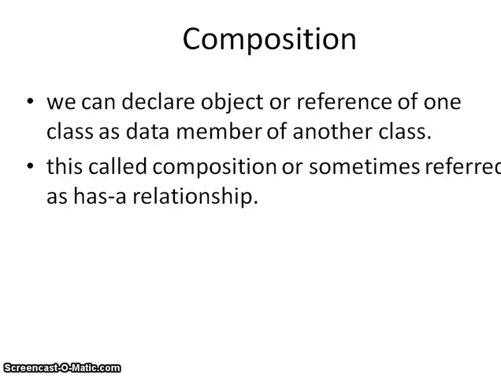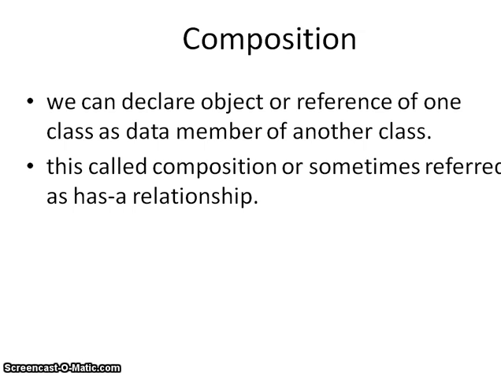Hi students, today we will see composition, that is in the 5th chapter. What is composition? Composition is an object or a reference of one class as a data member of another class. Meaning an object or a reference of one class can be declared as a data member of another class. This is called composition, or sometimes it is referred to as a relationship.